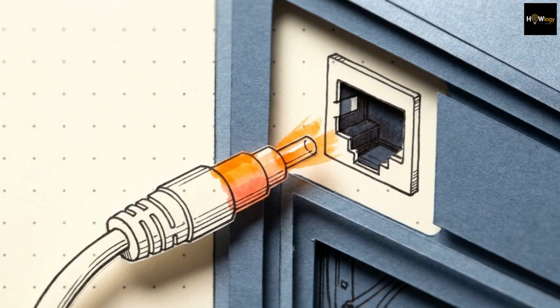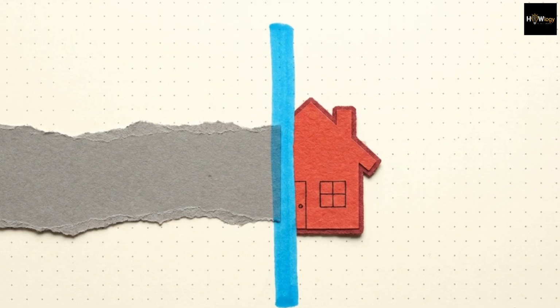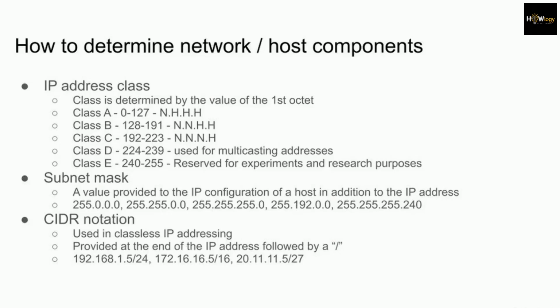But there is a missing piece of logic here. How does a routing computer actually know where the network street ends and the host house number begins? Looking at this chart, we see the historical method used to draw that boundary, known as IP classes. By reading the value of the very first octet, routers categorized addresses into rigid classes, A through E, which dictated the exact mathematical split between network and host.